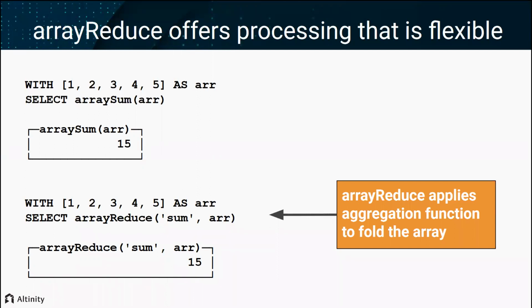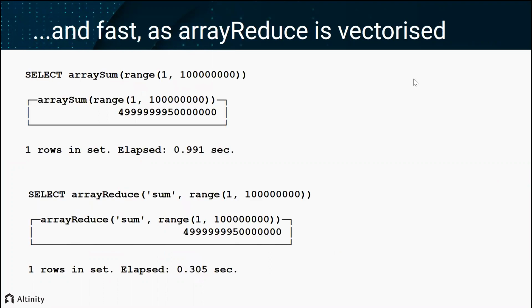But even with this functionality that allows you to provide any aggregation function and apply it to an array, and ClickHouse, by the way, has several dozens of different aggregation functions, even in this form, this is very, very convenient, and it's also very efficient, as we can see on the next slide. So apparently, array reduce is vectorized, and it can execute in parallel.